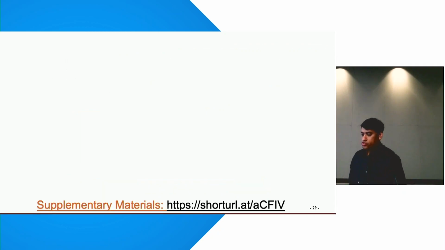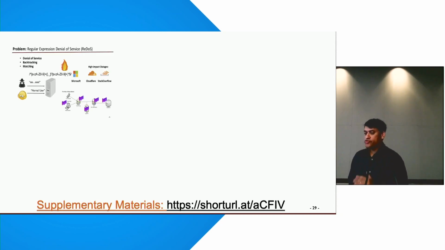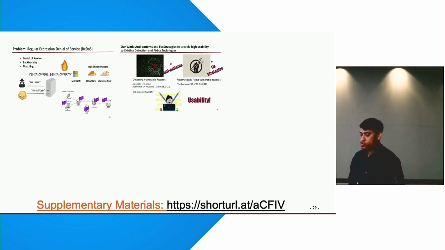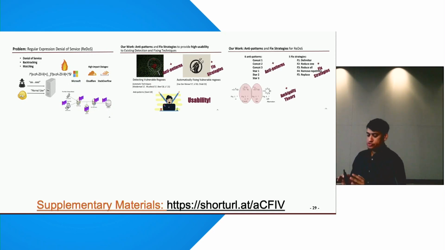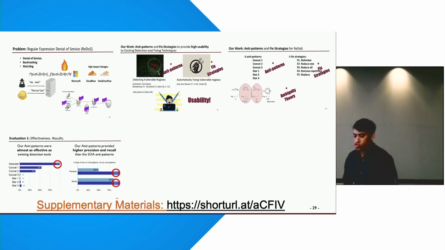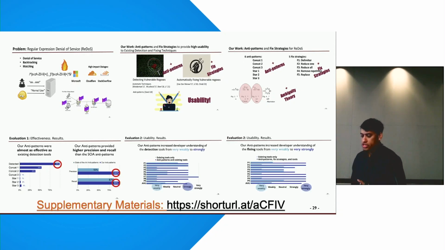So in this presentation, we first saw ReDoS is a serious problem. For solving the issue, we provide a novel approach to improve the usability of existing detection and fixing tools. Our contribution has the form of an ambiguity theory, anti-patterns, and patterns to fix vulnerable regexes with high understandability. In our evaluation, we show our anti-patterns have very high precision and recall, and we also show that our anti-patterns and fixed strategies provide much higher understandability when detecting and fixing vulnerable regexes. With that, I would like to conclude my presentation, and now I can take questions.